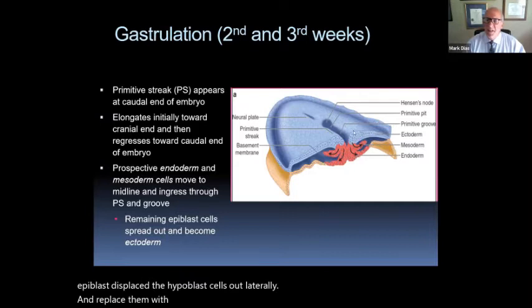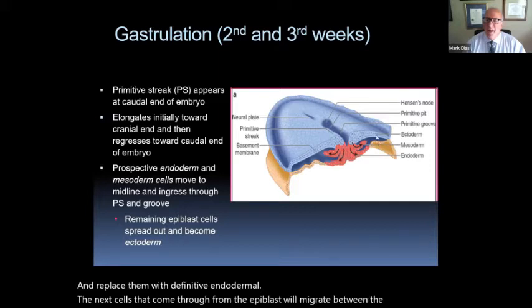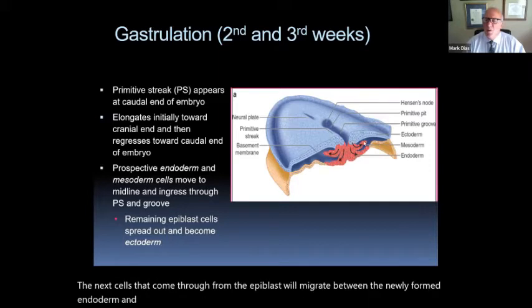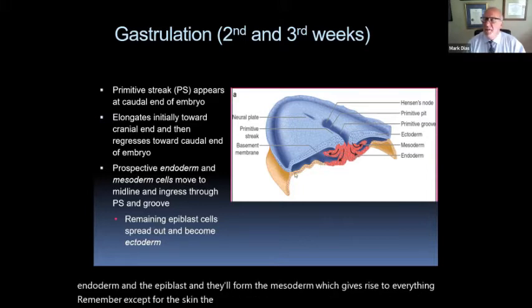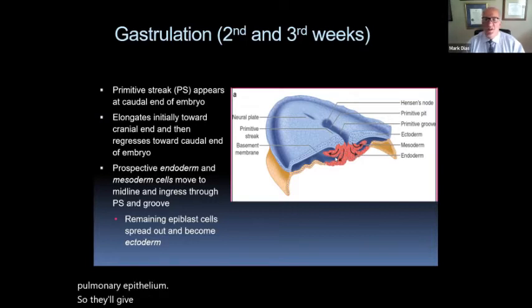The next cells that come through from the epiblast will migrate between the newly formed endoderm and the epiblast, and they'll form the mesoderm, which gives rise to everything, remember, except for the skin, the nervous system, and the lining of the GI and pulmonary epithelium. So they'll give rise to bone, muscle, cartilage, blood vessels, and so on.